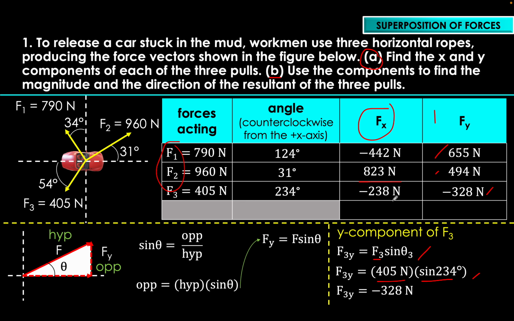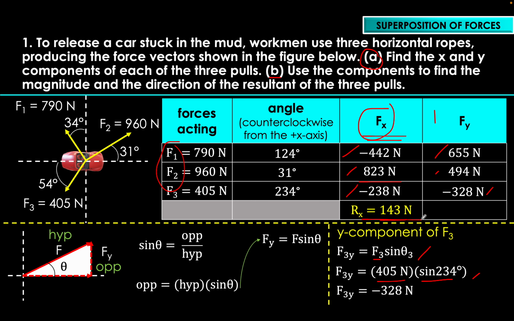The next step after getting all the components is to add them separately. Meaning to say, we're going to add all the x components of force. And then what you're supposed to get is 143 newtons. Nothing scary, it's just negative 442 plus positive 823 plus negative 238 newtons. So this is 143 newtons.